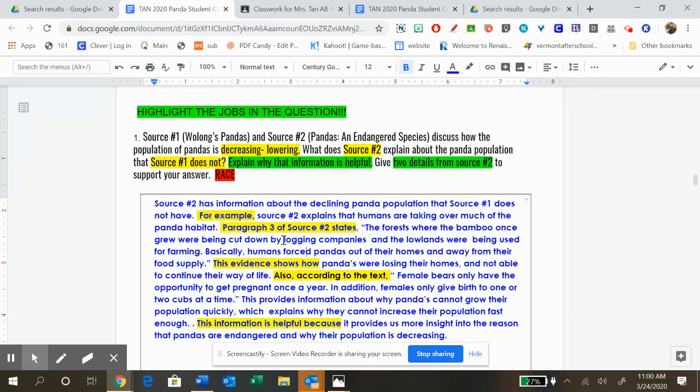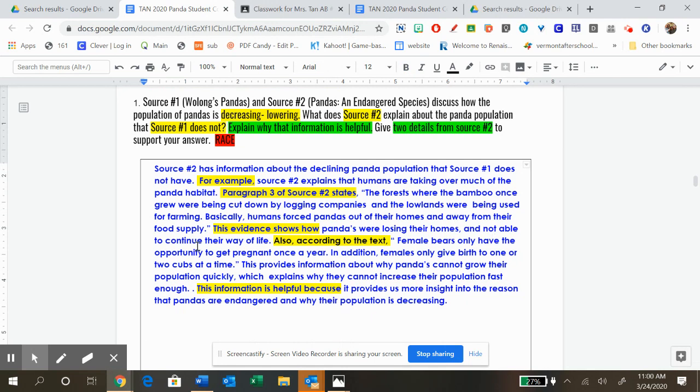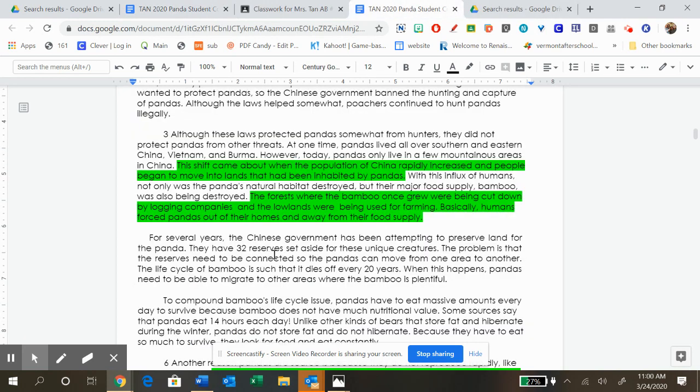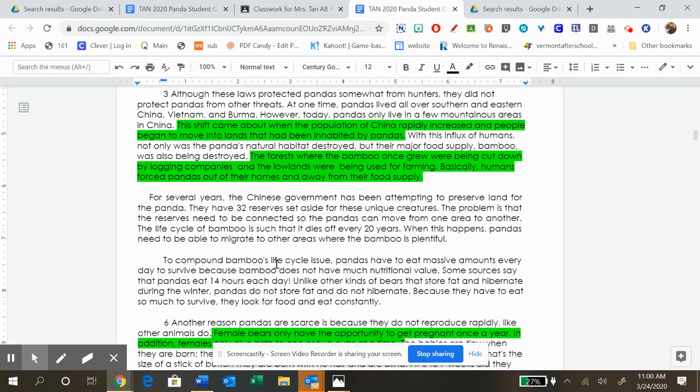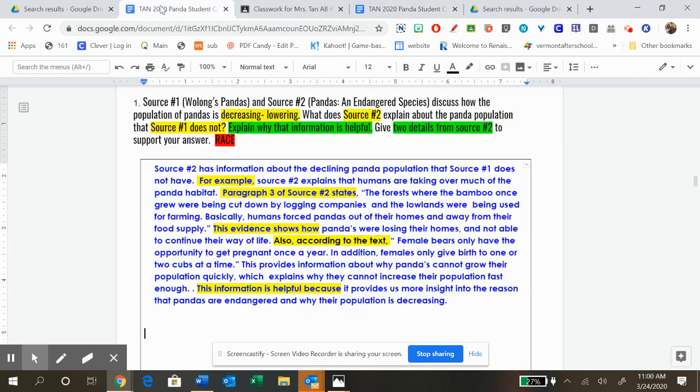Then I had to explain: this evidence shows how pandas were losing their homes and not able to continue their way of life. Also, according to the text, female bears only have the opportunity to get pregnant once a year. In addition, females only give birth to 1 or 2 cubs at a time. Again, I copied and pasted that straight from the text. I had a lead-in right here, okay? Also according to the text, and now I have to explain that.